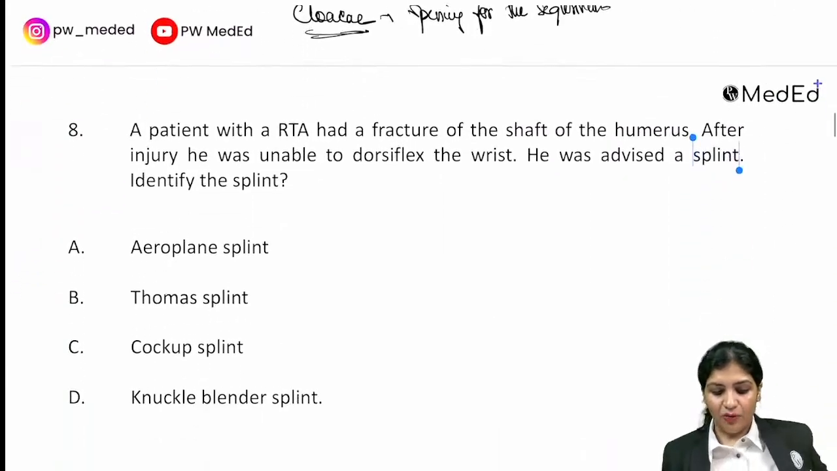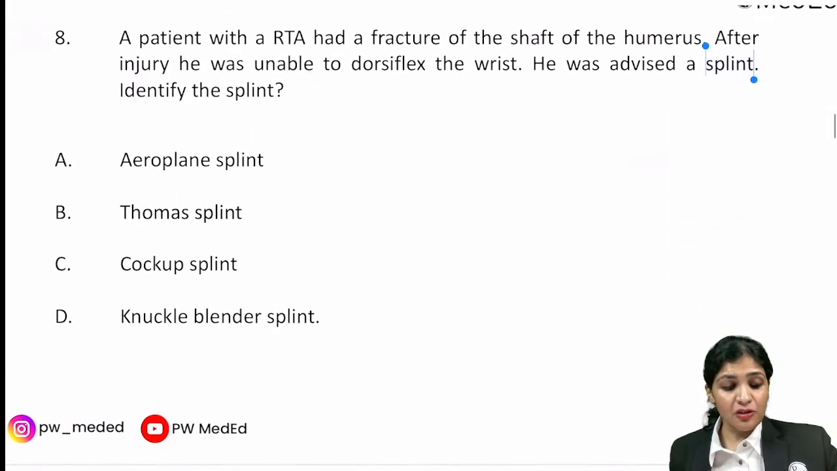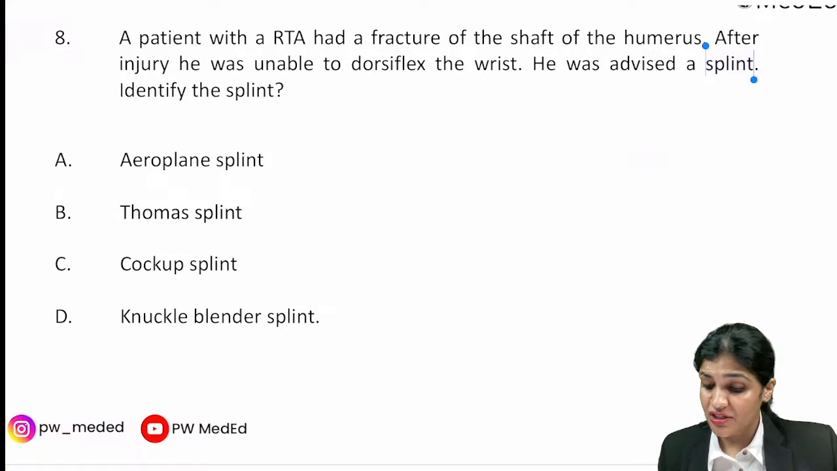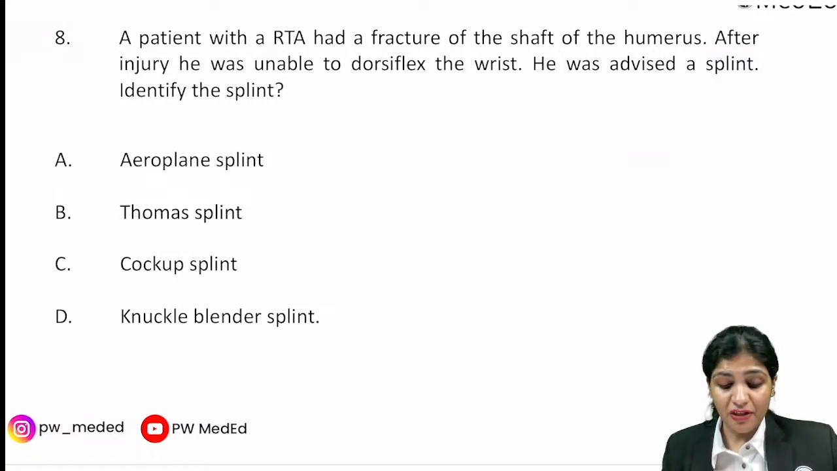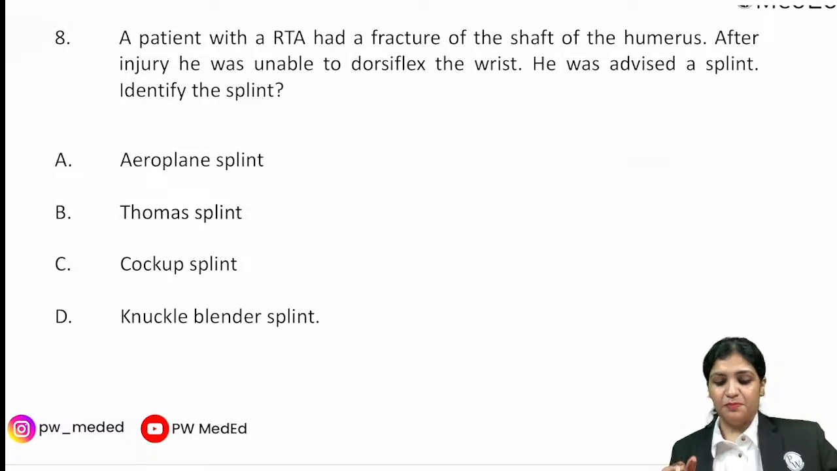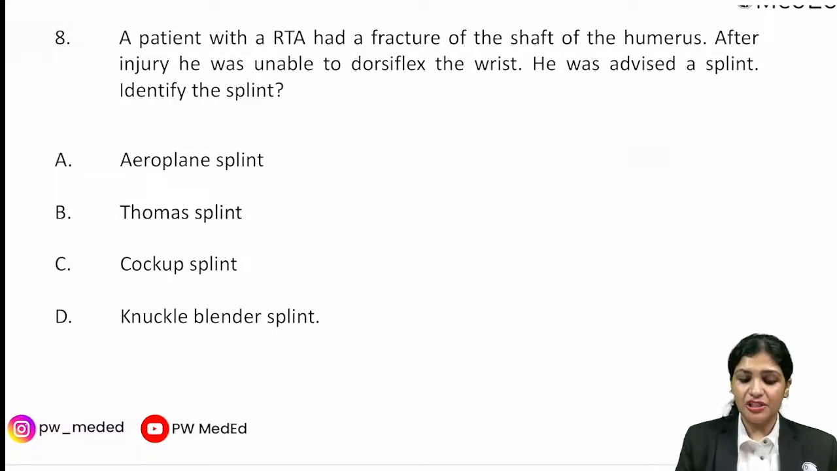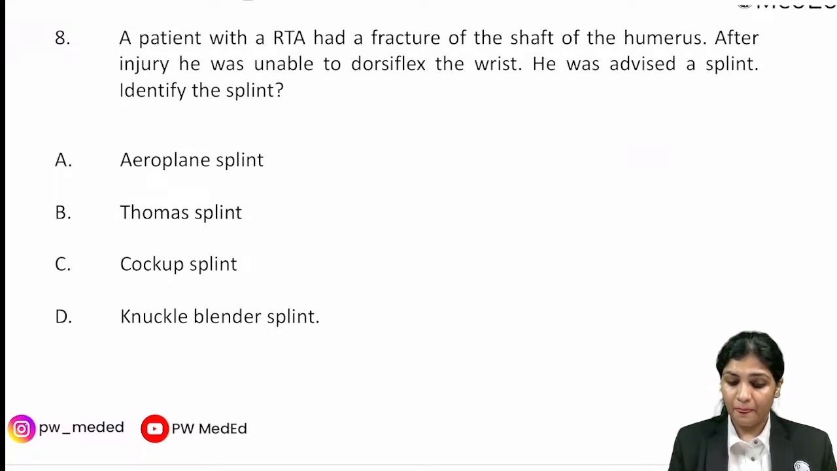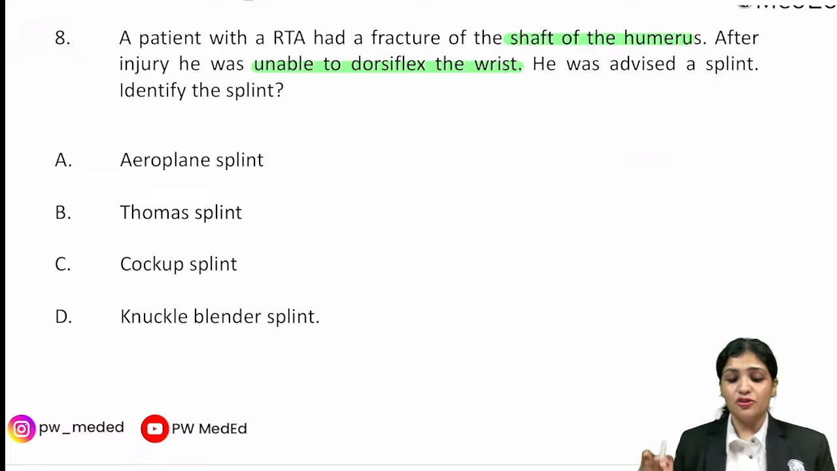Fine. Now we are going to the next question. The patient with the RTA had a fractured shaft of humerus. After injury, he was unable to dorsiflex the wrist. He was advised a splint. Identify this splint. So in this case, there is a fractured shaft of femur, and now the patient is unable to dorsiflex the wrist. These two are the important clues which you have to take up.